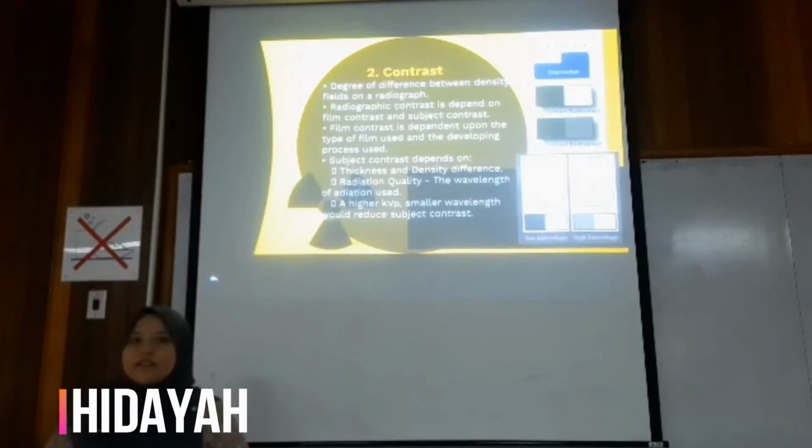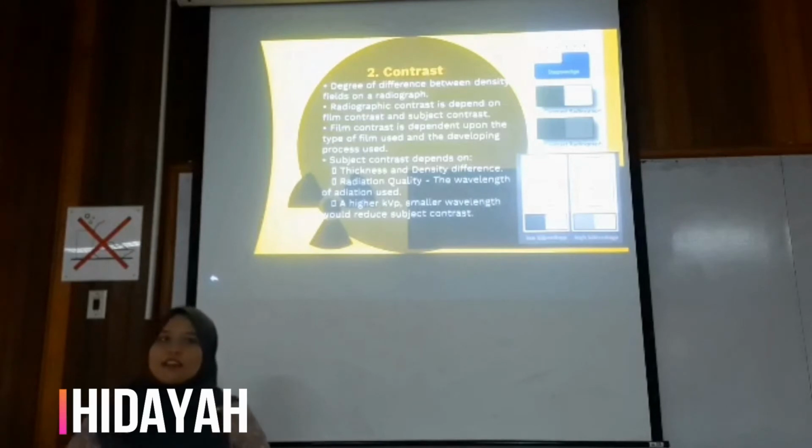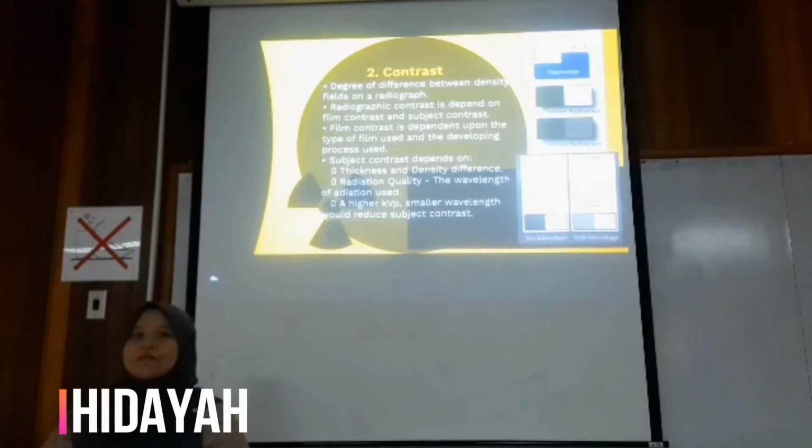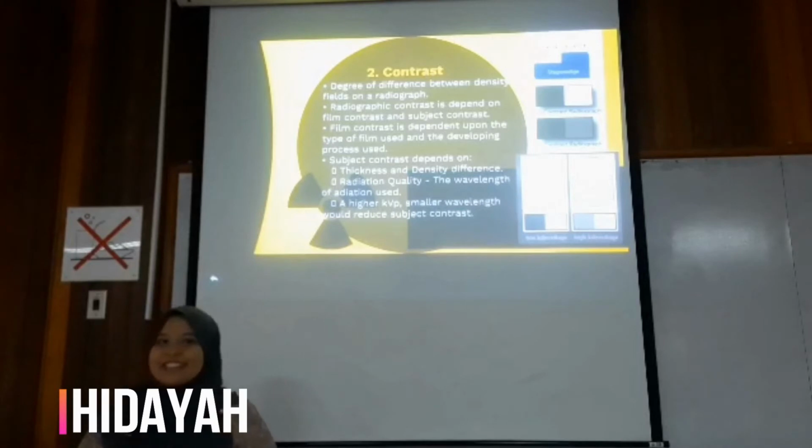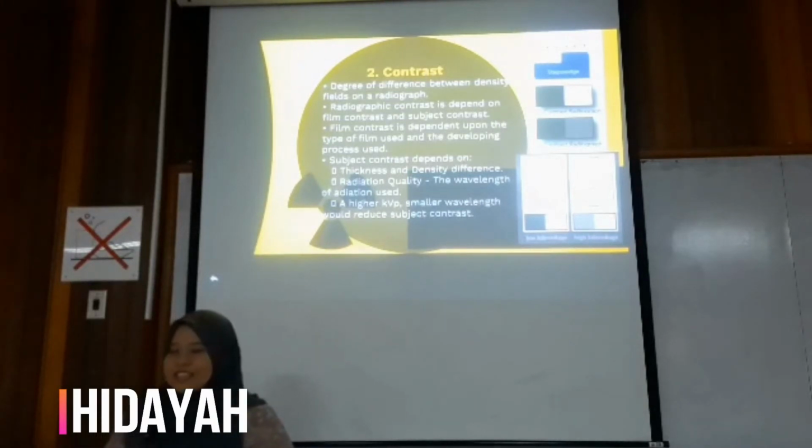For example, if we are using a large grain film, which means the silver halide crystal is large, the film processing time will be reduced, and this contributes to a high density difference in the film, so the contrast will be higher.